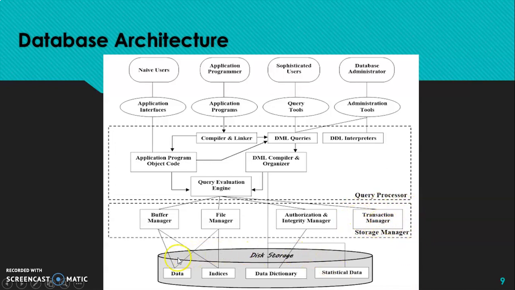Then finally you have the storage of your data. For storing data, you can have the data directly, through indices, through a data dictionary, or some statistical data. So this is how your data is stored. Now we'll see one by one the different blocks of this.